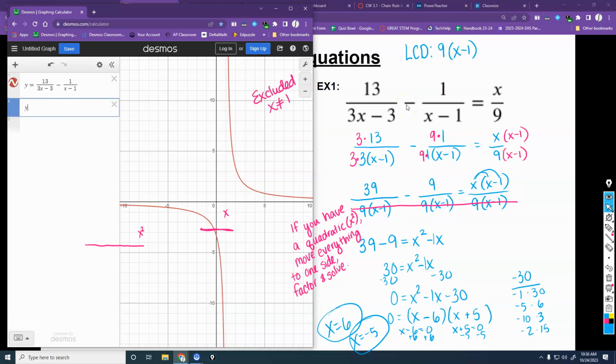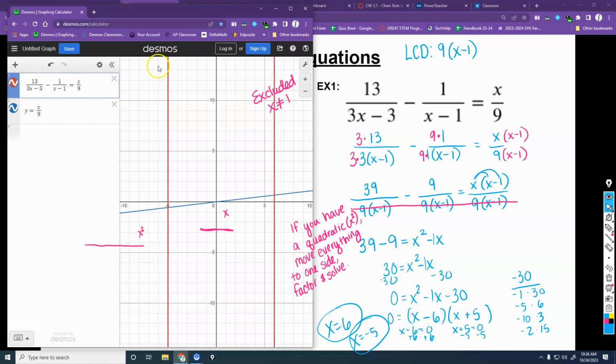You can type in y equals x over 9 on the other side. And then you are looking for where those two functions cross. And it happens right here at -5. We really only need the x value because we're solving for x, right? And then over here at +6, which are our two answers that we got. I just typed in the equation. If you do that, if you just type in the equation, it is going to give you vertical lines at those points. It will work well if they cross at whole numbers, which a lot of these are going to be whole numbers, so it's going to work.